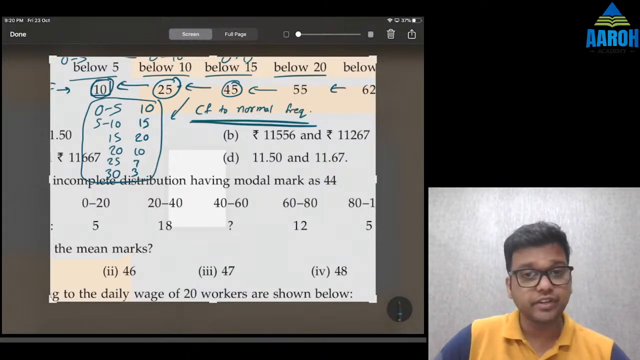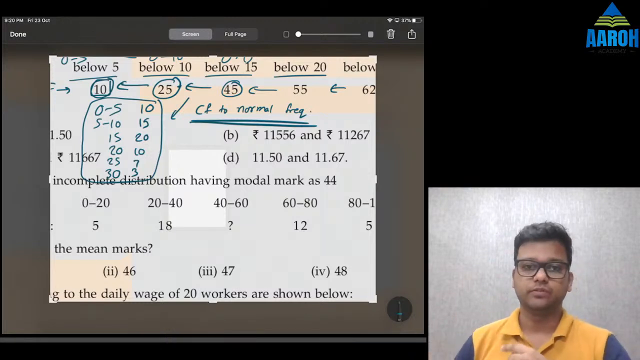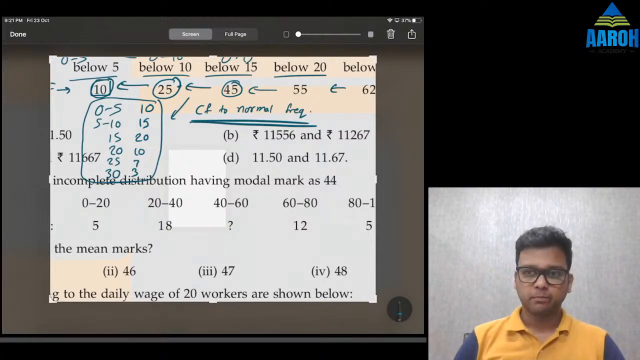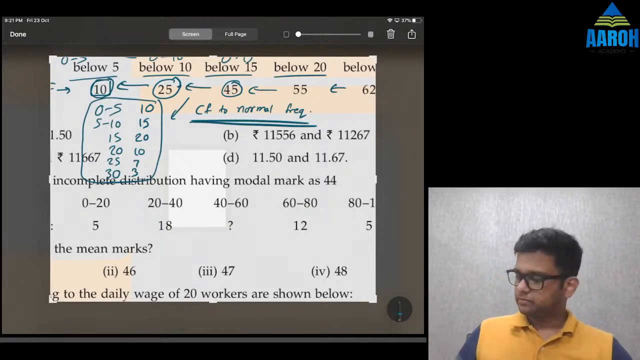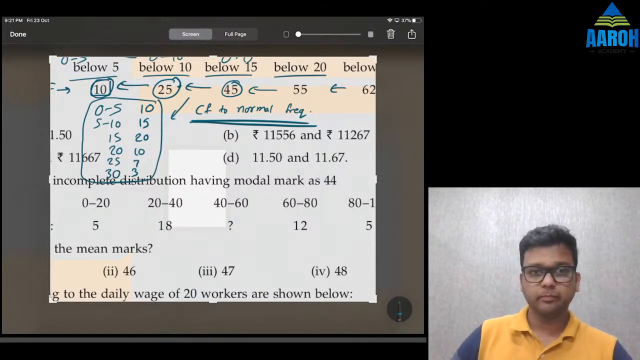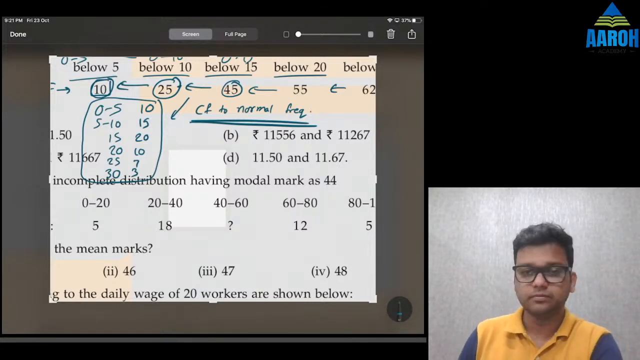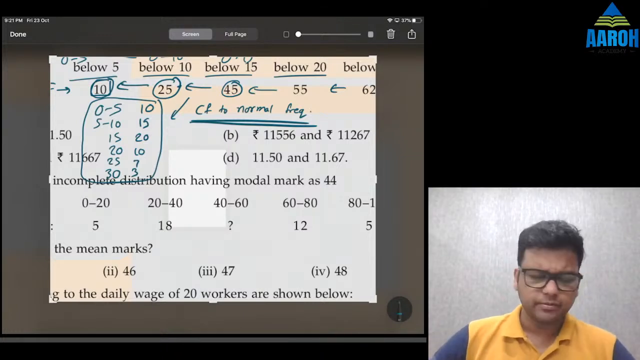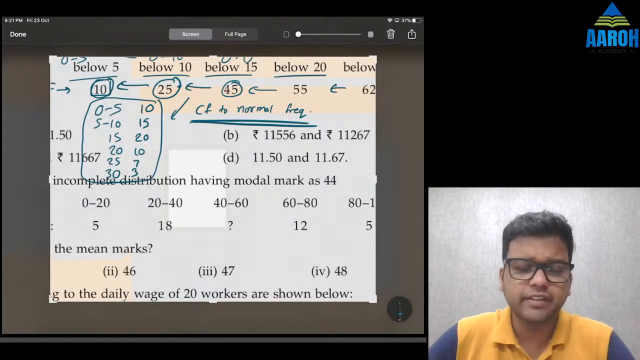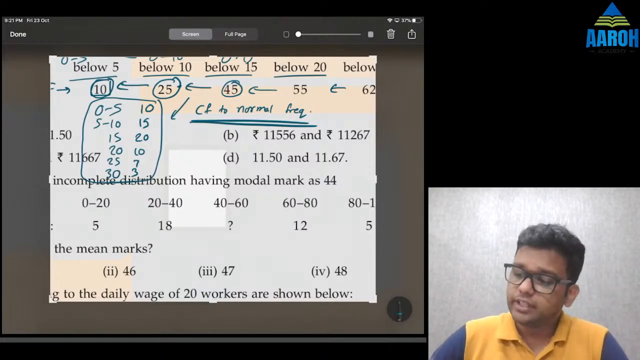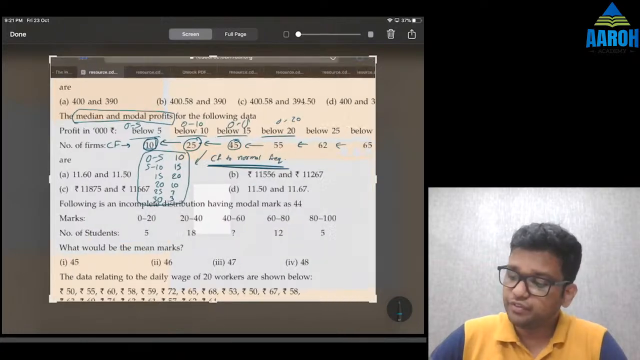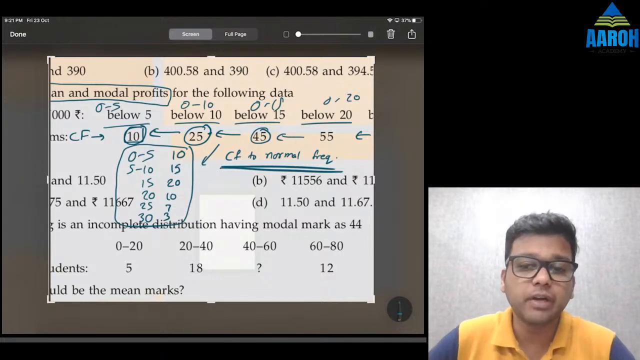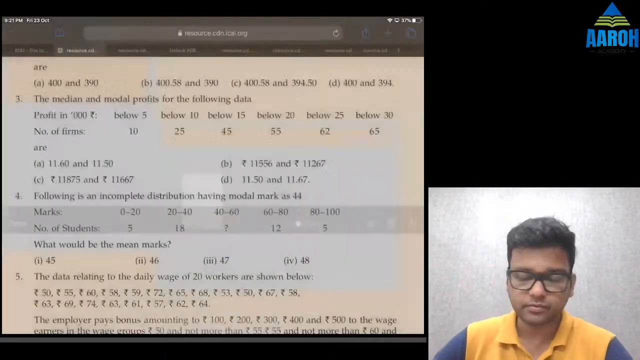Have you understood cumulative frequency to normal frequency conversion? Let me know. If anyone has any doubt, ask me. This conversion is important in exam. If you forget that this is cumulative frequency, then you will lose marks unnecessarily for a simple question. Don't do that. Okay, good.